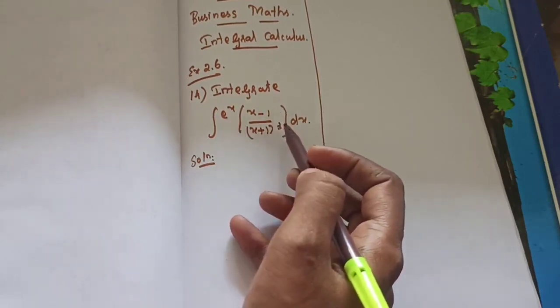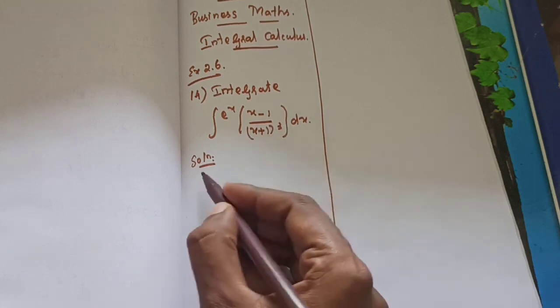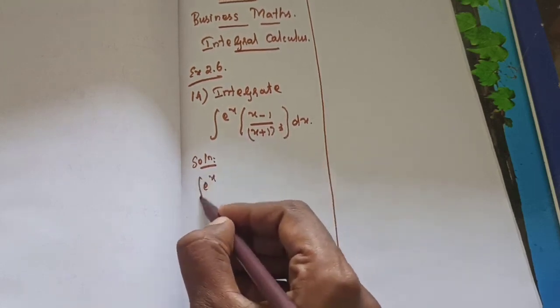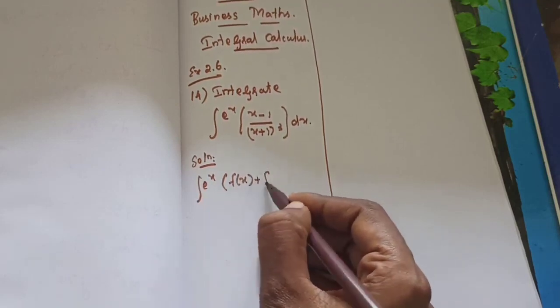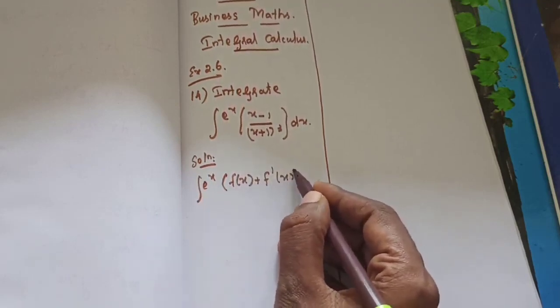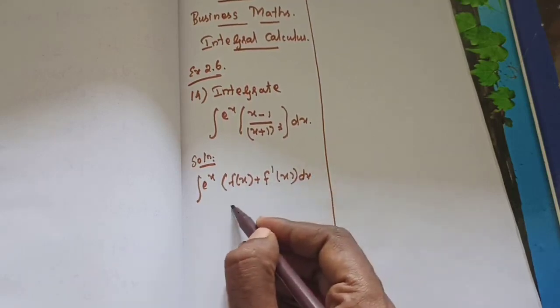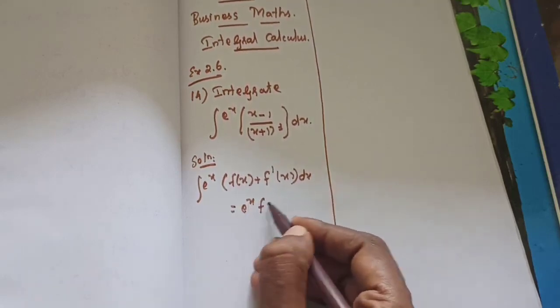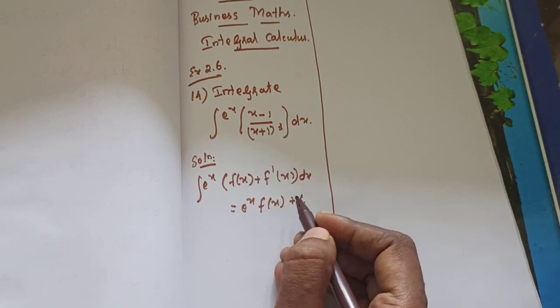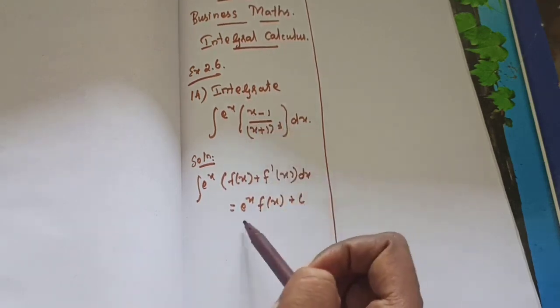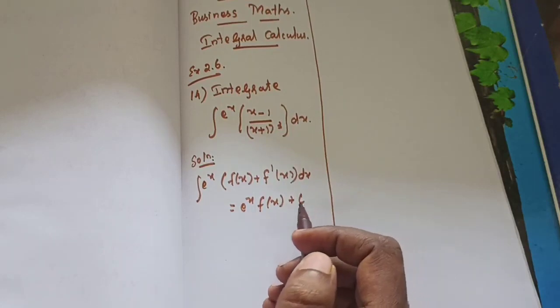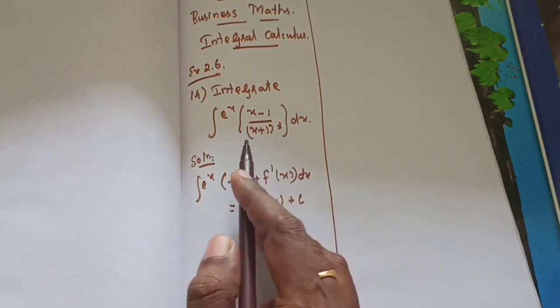So e power x into something means we can use the formula: integral of e power x into [f of x plus f dash of x] dx is equal to e power x into f of x plus c. Keep it in mind, f of x plus f dash of x means we can substitute by using the formula. For that, let's rearrange the question like this.